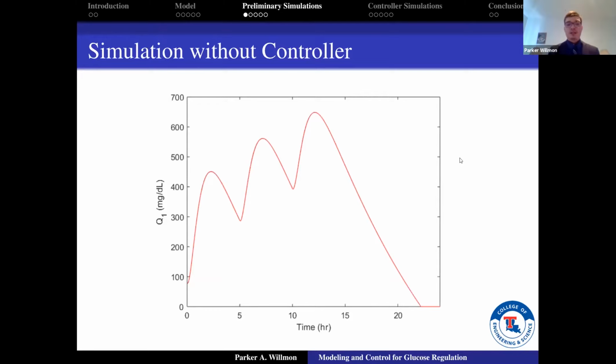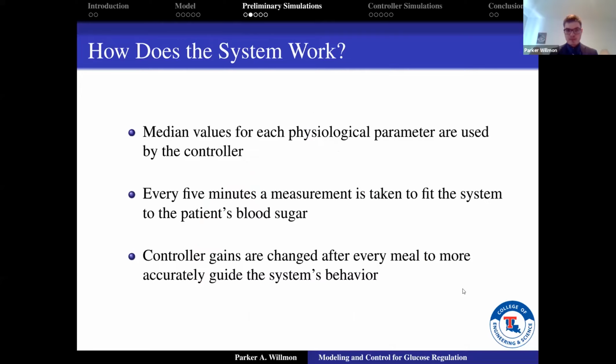But this is an extremely unhealthy level of blood sugar to have. But as you can see, as the night progresses, their blood sugar drops very rapidly before hitting zero before the next morning, and therefore the patient dies. Obviously, we don't want this to happen, so that's the purpose of this system. But how does the system work?